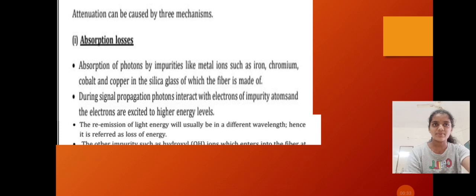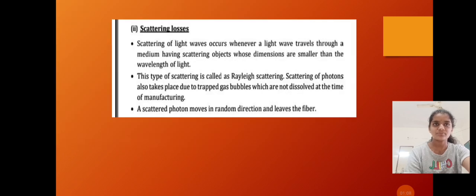Attenuation can be caused by three mechanisms. Firstly, absorption losses. Absorption of photons by impurities like metal ions such as iron, chromium, cobalt and copper in the silica glass of which the fiber is made up of. During signal propagation, photons interact with electrons of impurity atoms and electrons are excited to higher energy levels. The re-emission of light energy will usually be in different wavelength and it is referred as loss of energy.